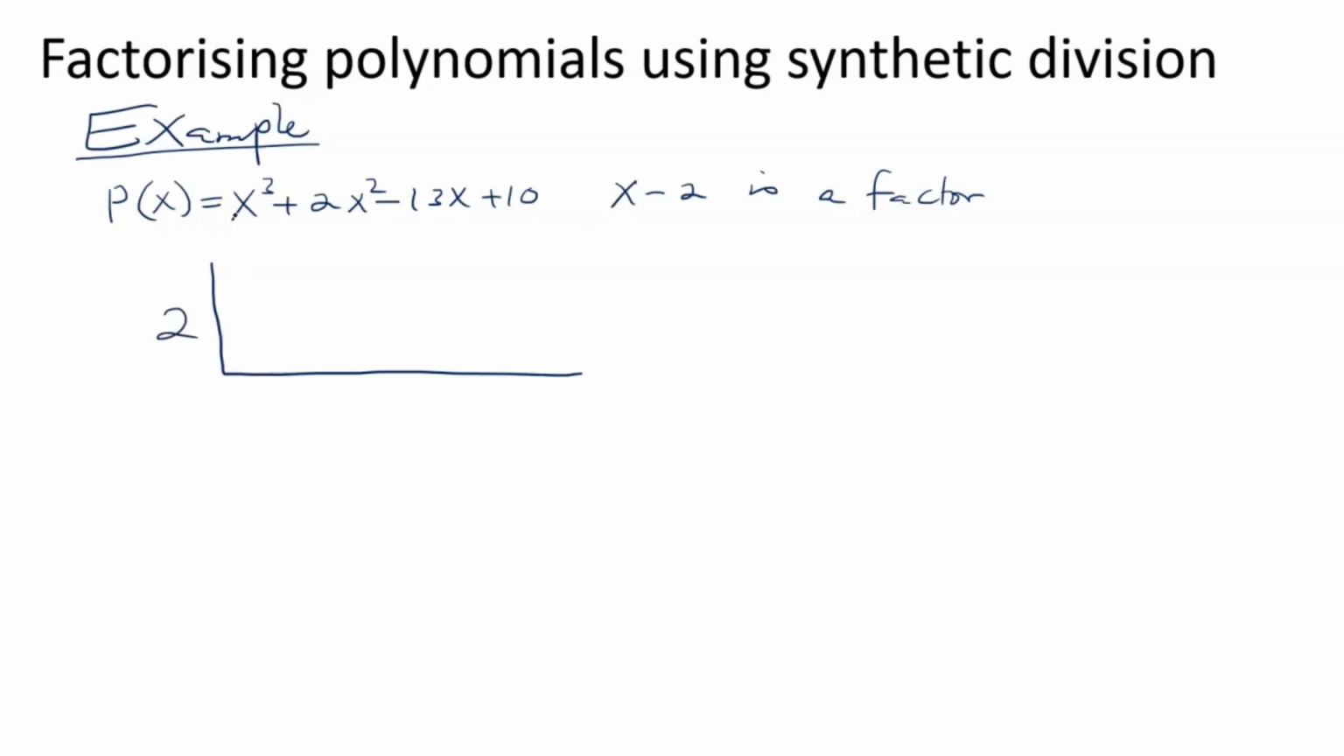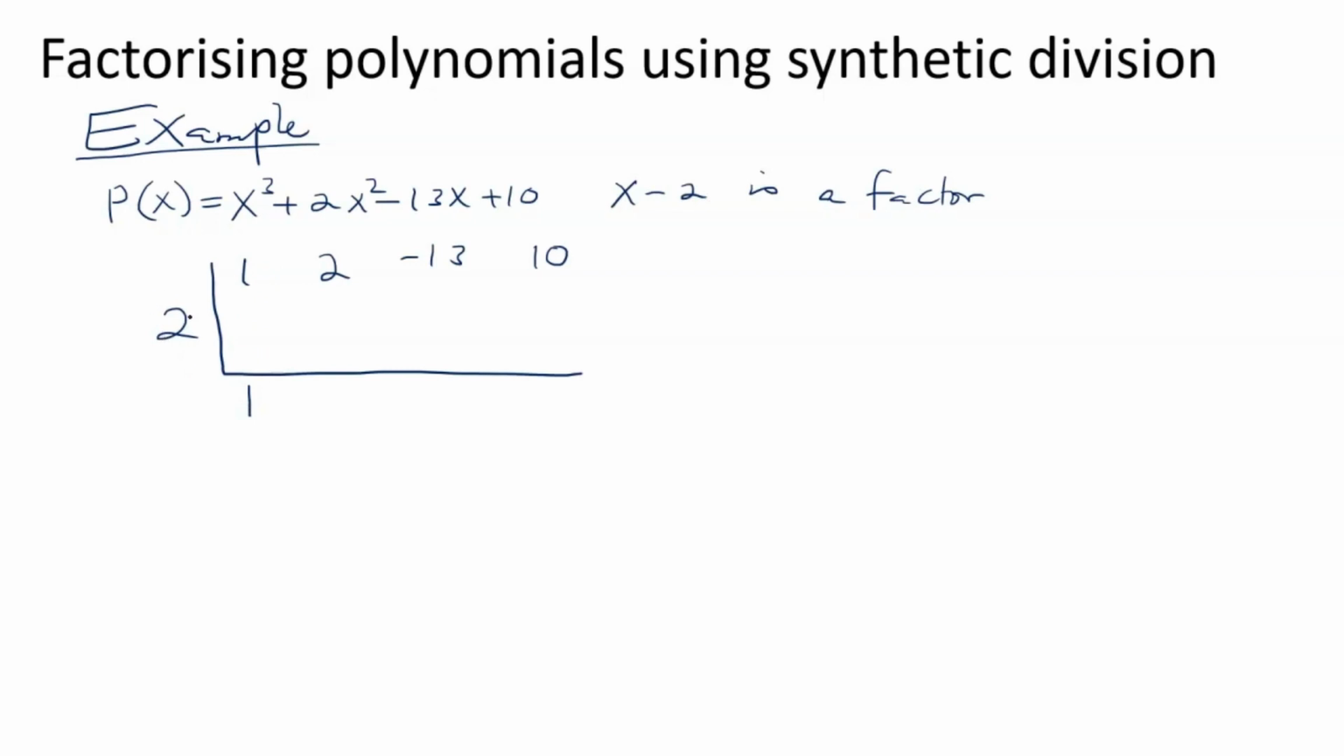The coefficient of x to the power of 3 is 1. The coefficient of x to the power of 2 is 2. The coefficient of x is minus 13. And the last term is 10. So the first coefficient, we put it down.